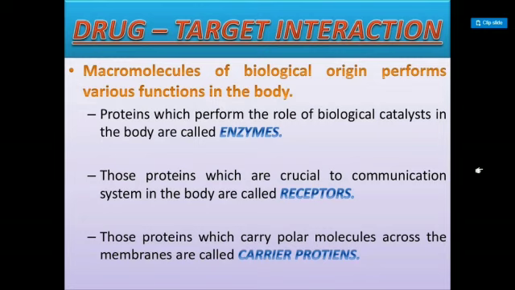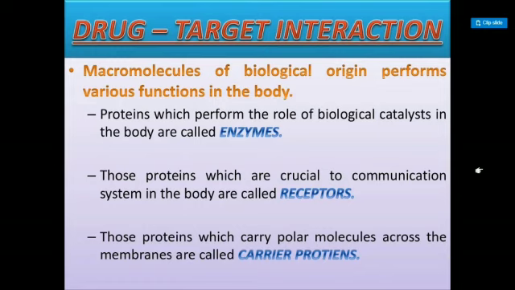So when protein molecules in our body increase the rate of any chemical function of our body, they are called enzymes. Another type of protein which is crucial to the communication system in the body is called receptors. Bio students easily understand this: receptors communicate in our body, meaning they receive some information and act in response to it.